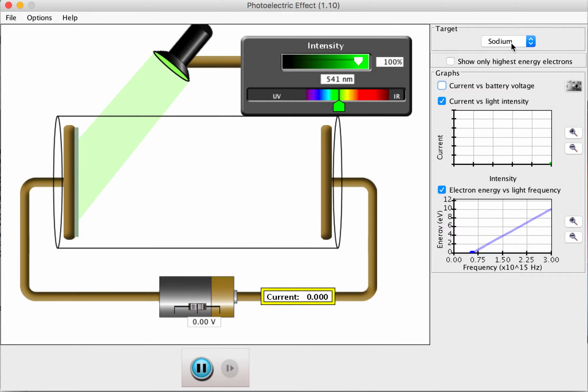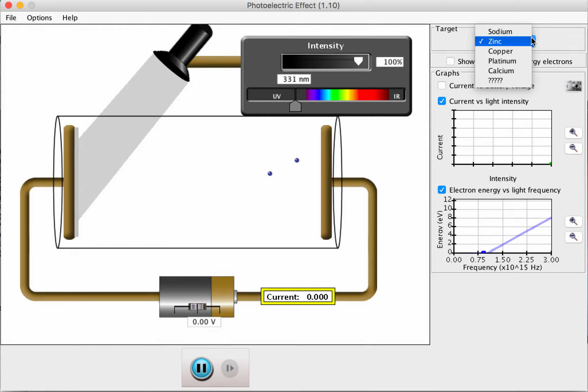The other thing I want to show you is different metals. We know that for sodium it was around 530 something. But let's go to zinc. Let's see where that frequency threshold is for zinc. It's way down in the UV. There it is. Zinc has a much higher energy threshold before we see an ejection of electrons, and you can see that in this bottom graph, it starts off further down.